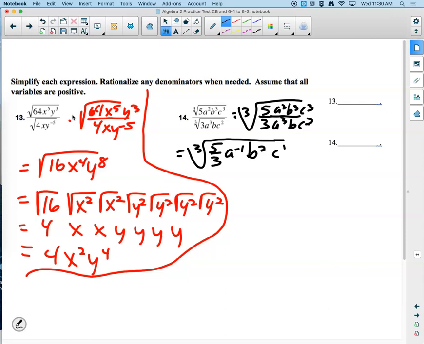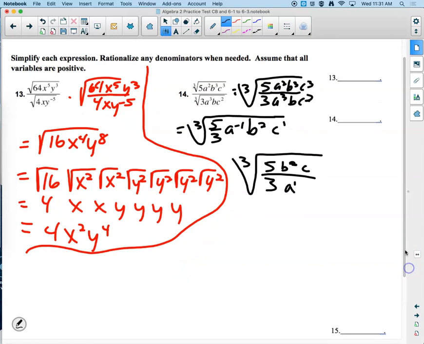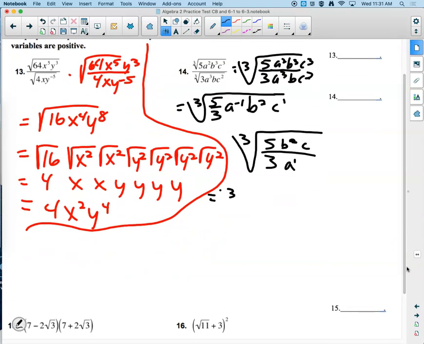And now, hopefully, that helps us figure out which letters are going to stay up on the top with the 5, and which have to go down to the bottom with the 3. So what stays up top? The b and the c do, because those are positive exponents. But the a has to go down below so it can become positive. So now, it's not a new problem. It's the same problem we started with. It's just simplified, which makes the next part easier. Because we still have a radical in the denominator, and that's not okay.